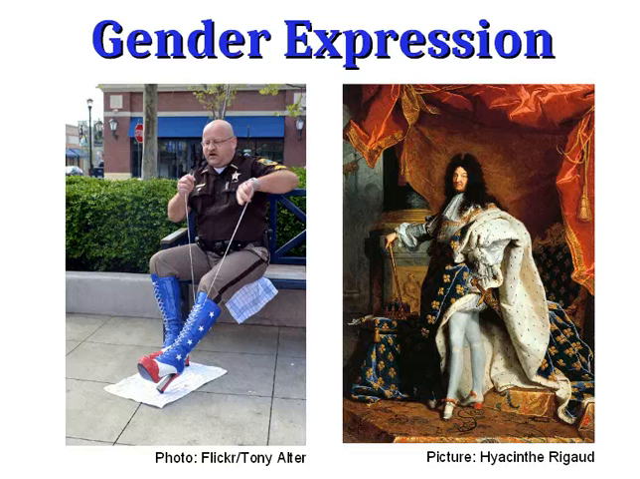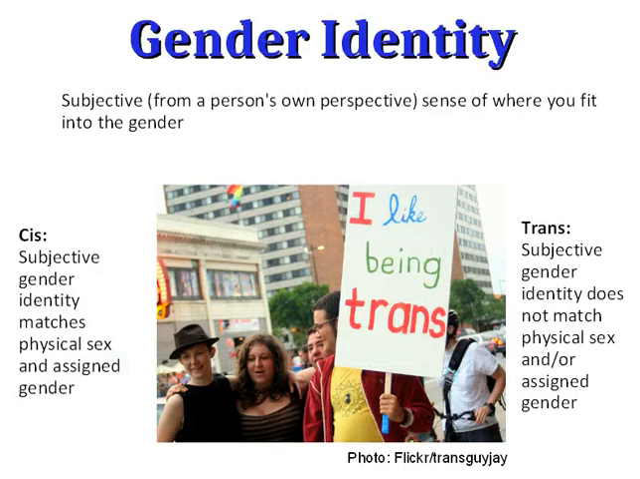So gender expression is the cultural aspect of gender, and the elements of gender expression are, in a certain sense, arbitrary. They're based on what the culture has decided is going to define the roles of different genders. Finally, gender identity is a person's subjective, that is, from their own perspective, sense of where they fit into gender.